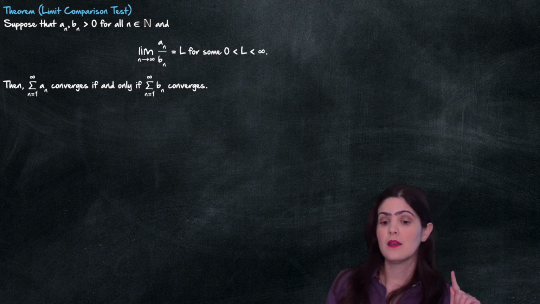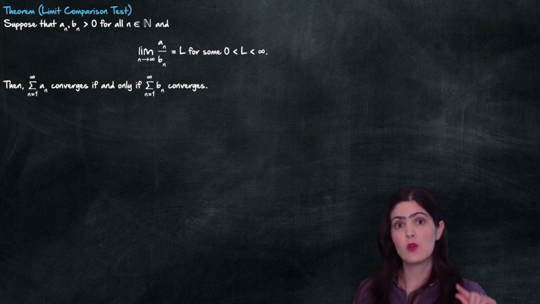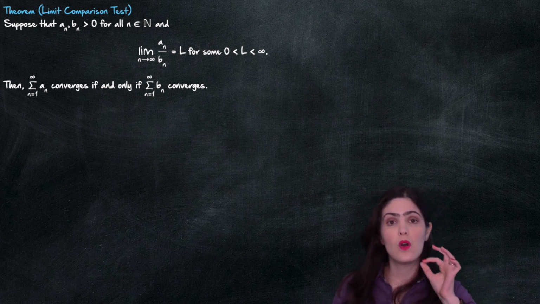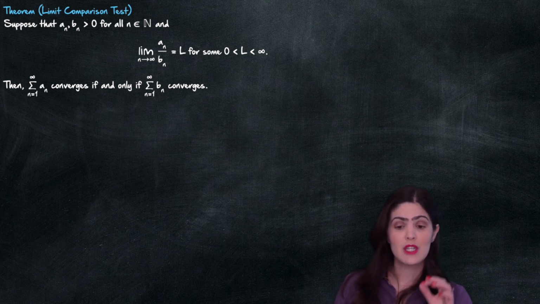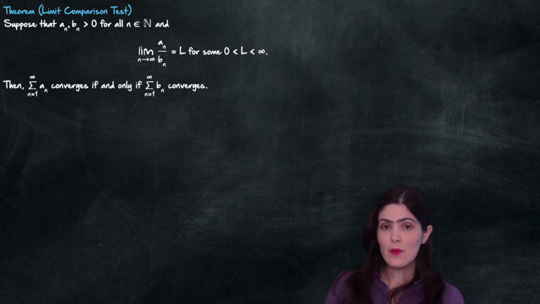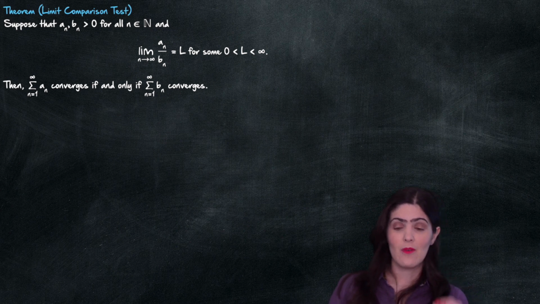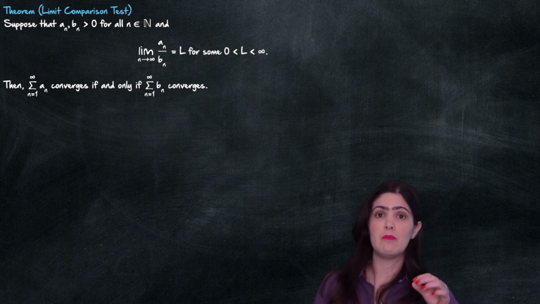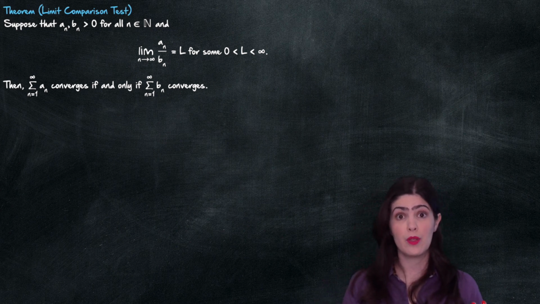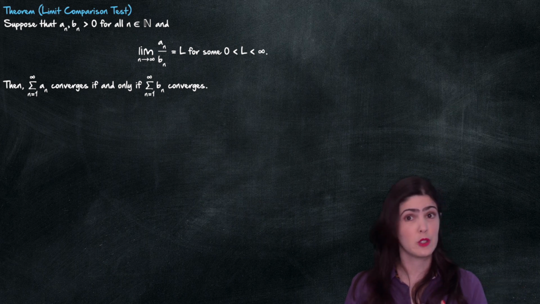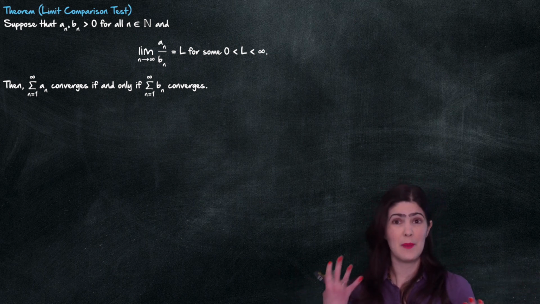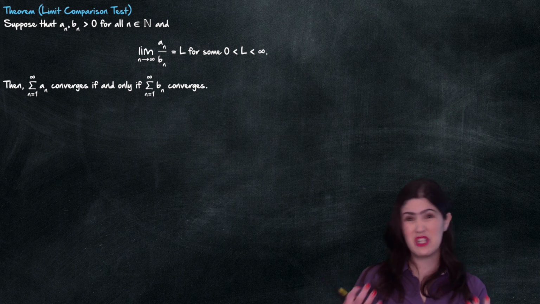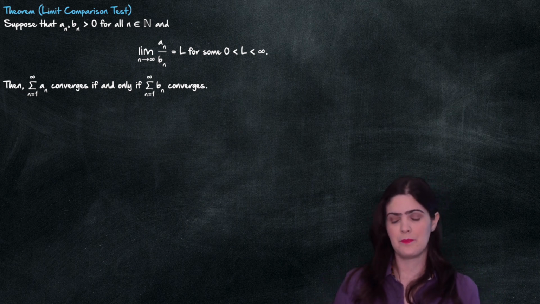Repeat. You look at the limit as n goes to infinity of a_n over b_n, and that limit is a number that is not 0. Then we know that the series of the a_n's converges if and only if the series of the b_n's converges. So we know that both converge or both diverge. It cannot happen that one is convergent and the other one is divergent. That's why we're saying they have pretty much the same behavior.